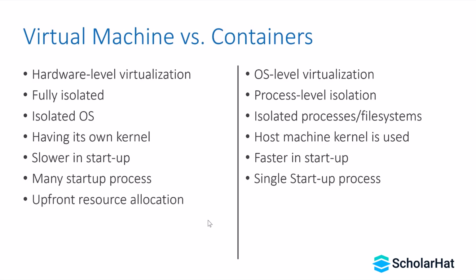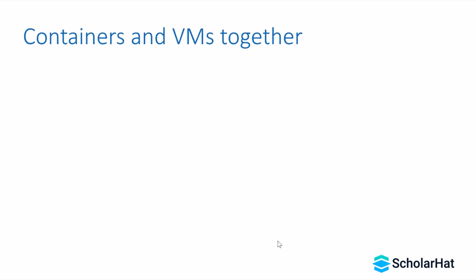A virtual machine also has upfront resource allocation. When we create a VM, we already decide the RAM, the operating system, and the physical hard disk. Everything is already decided, so there is upfront resource allocation whenever you create a virtual machine. But in the case of a container, there is no need to define upfront resource allocation for running a container-based application.